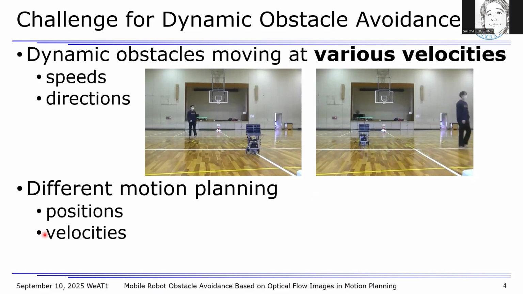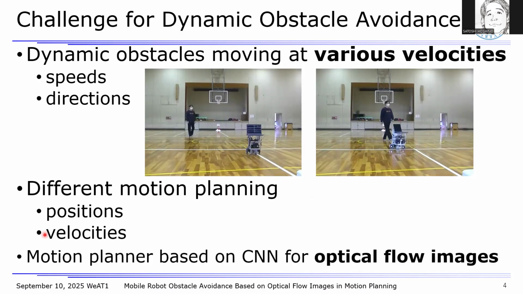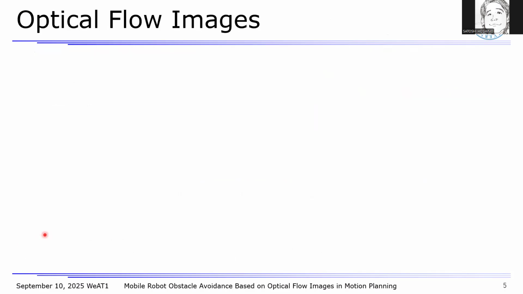For dynamic obstacles, the directional component of the velocity is important information. Therefore, we focus on the optical flow of the obstacle in RGB images and propose a motion planner based on CNN for optical flow image inputs. This is because optical flow represents the moving direction of an obstacle on an image plane.